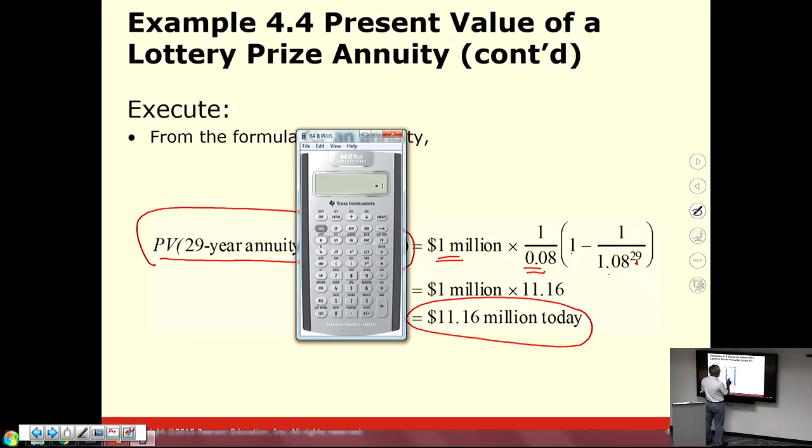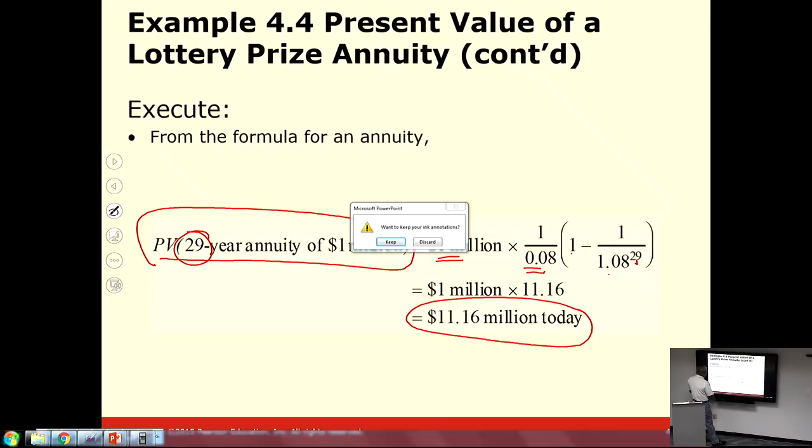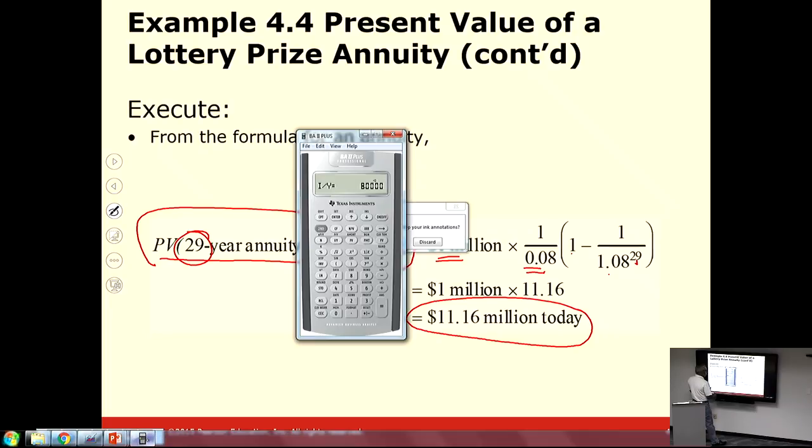Negative is my present value. What is my R? My R is 8%, so 8 is my IY. How many periods do I have? It's a 30-year cash flow, but since I have the 1 million today, the first million is at time 0. That means I am taking the present value of my 29-year annuity. So now n is 29.